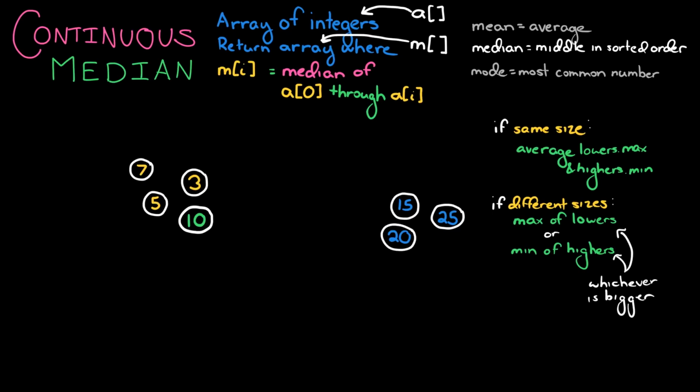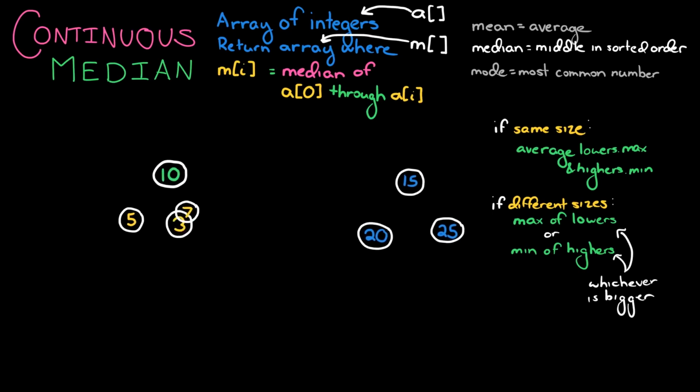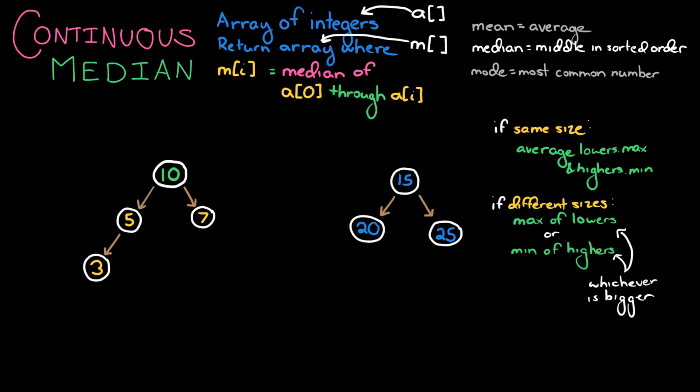A heap is the perfect data structure for this problem because this allows us to very efficiently pull out the biggest element from a bucket or the smallest element from a bucket. So what we can do is keep a max heap of the lower part of the numbers and a min heap of the upper part of the numbers. And then we can very efficiently add numbers as well as pull out the min or the max. So let's turn to the code now.